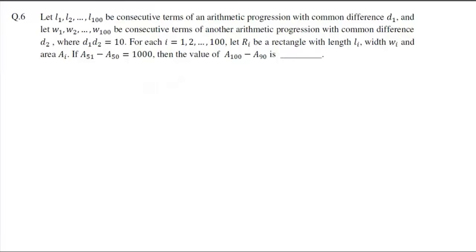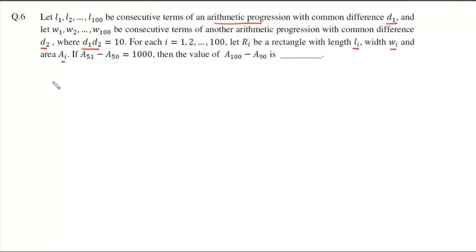Now in this question it says let L1, L2, ..., L100 be consecutive terms of an AP with common difference d1, and W1, W2, ..., W100 be consecutive terms of another AP with common difference d2, where d1 into d2 is 10. Now for each i equals 1 to 100, let Ri be the rectangle with length Li and width Wi and area Ai. Now if A51 minus A50 is 1000, then find the value of A100 minus A90.